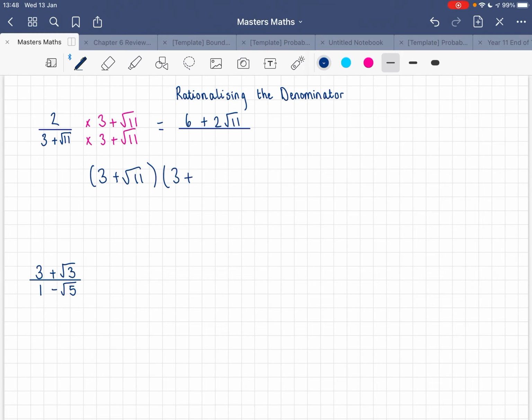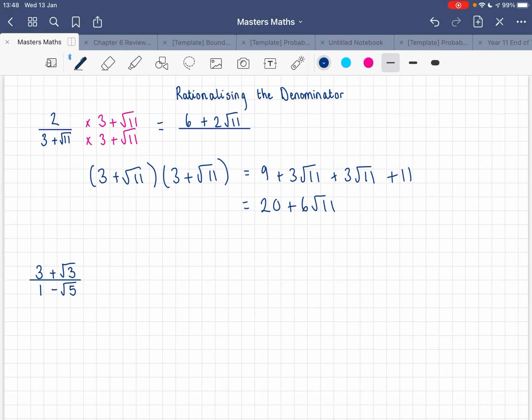I'm doing 3 plus root 11 times by 3 plus root 11. So it actually makes a double bracket, and I need to expand that in the same way as I would with a quadratic expression. So I'm doing 3 times 3 is 9. 3 times root 11 is 3 root 11. Root 11 times 3 is 3 root 11 again. And then root 11 times root 11 is 11. If I simplify it, I have 9 plus 11 is 20, and I have plus 3 root 11 plus another 3 root 11 gives me 6 root 11.